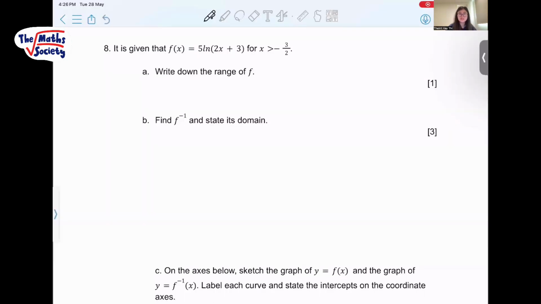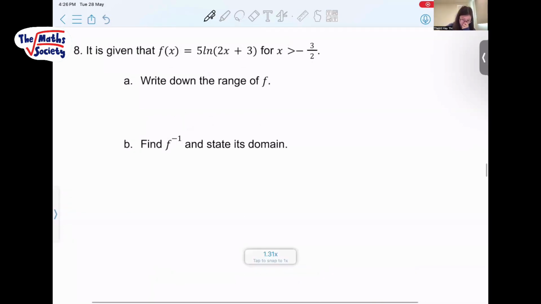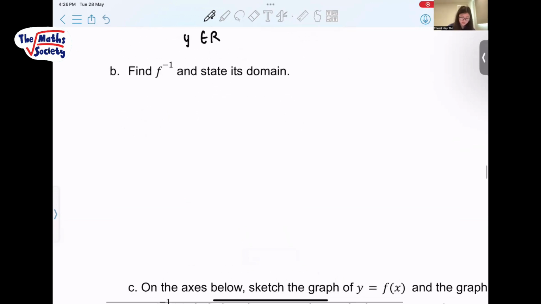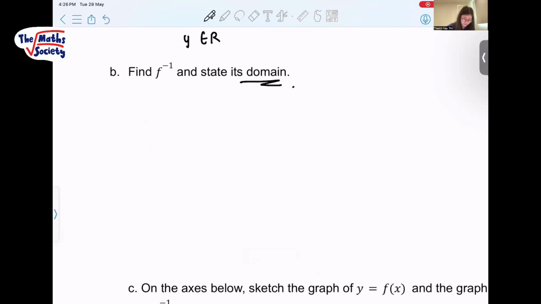Yes, so number 8. It is given that f(x) equals 5 ln(2x plus 3) for x greater than minus 3 by 2. So you need to find the range. So we know that for range, it's just going to be y belongs to all real numbers, which is R. And then we'll find the f inverse and then its domain.